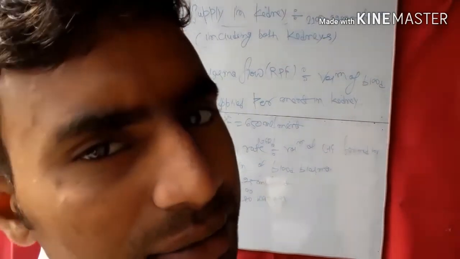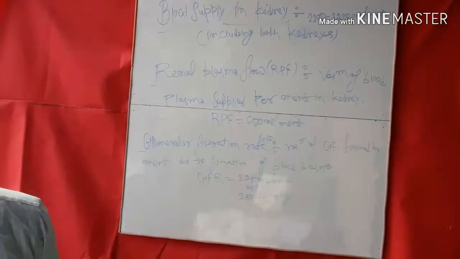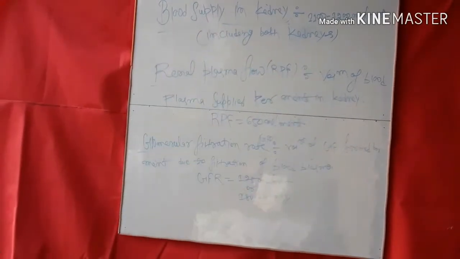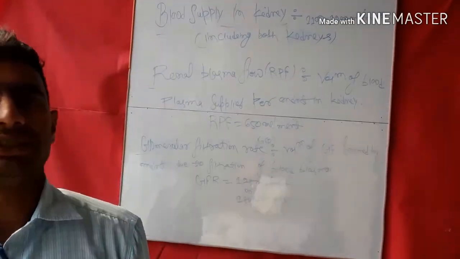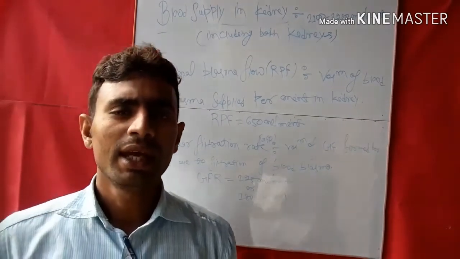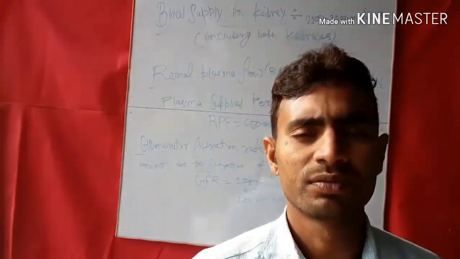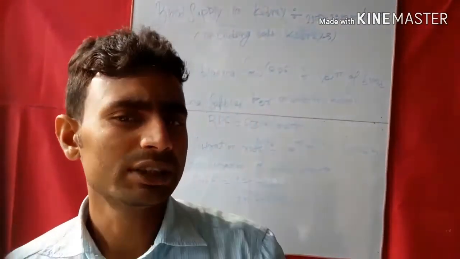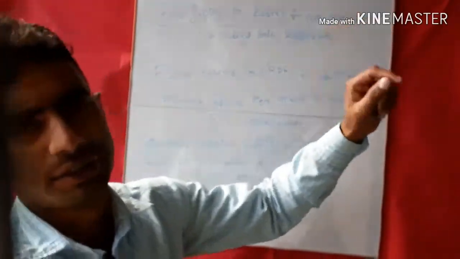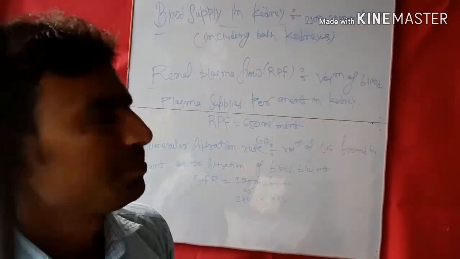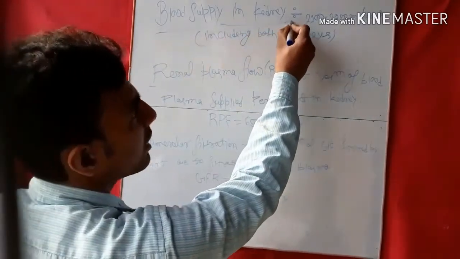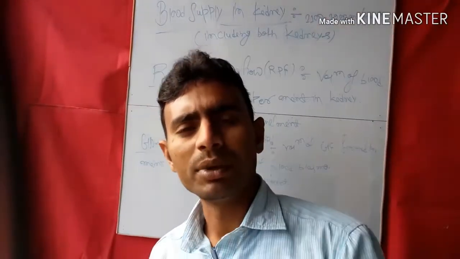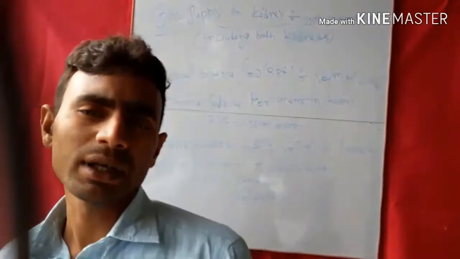I want to tell you that 1100 to 1200 milliliter per minute of blood is supplied to the kidneys, including both kidneys. Okay, 1100 to 1200 milliliter blood supplied per minute, including both kidneys.